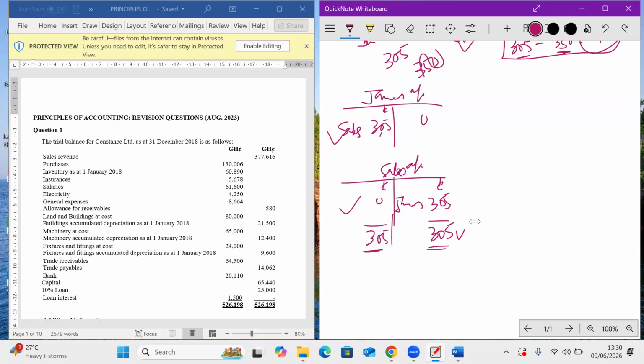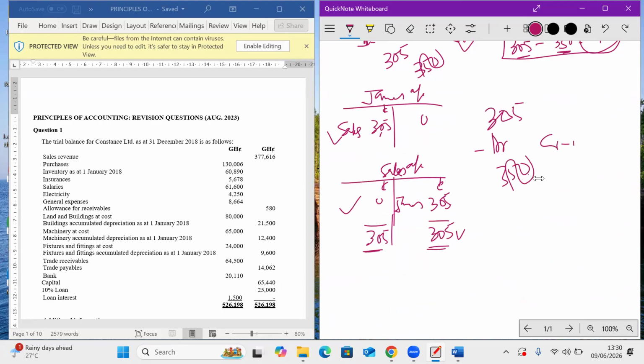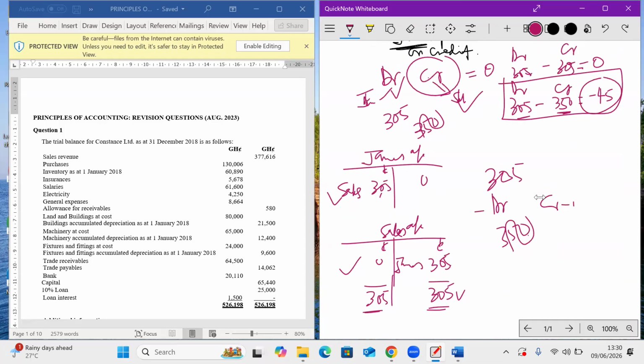One figure changes in the same transaction. The person bought 305. Now we are not seeing 305 on the debit side of one account, and we are not seeing 305 on the credit side of the other account. It means that it will affect it. So the one I wrote as 350 is an error of transposition. They've changed the 0 and 5. What is the second type of error we spoke about? Error of partial reversal. That one, when you are solving it, I'll do it.